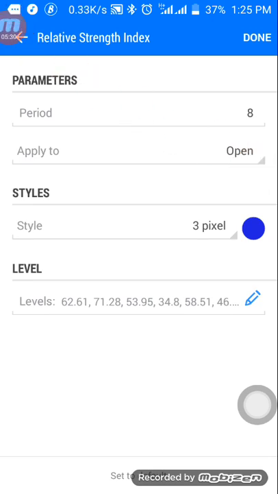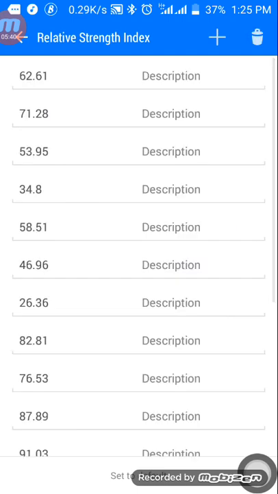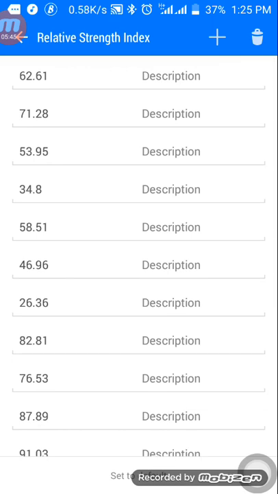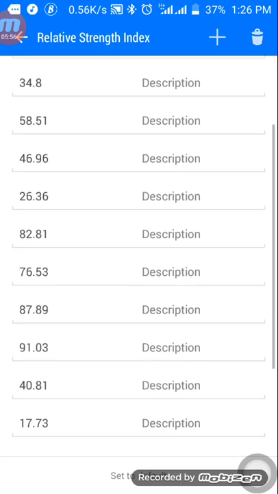All right, and the style, I choose 3 pixel. You can choose any of your choice and the color of your choice. It depends on you. Okay, and the levels are these. The levels are numerous, so you could just screenshot it while I scroll it upward, or you can write it down, pause the video and set it on your chart right now. Okay, let me call it out for you.